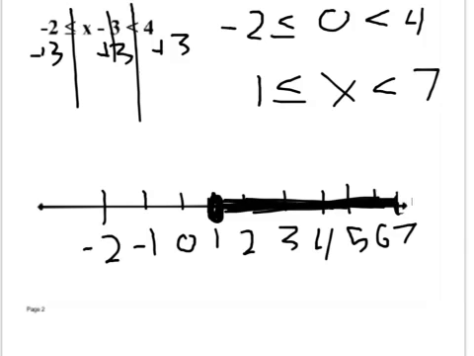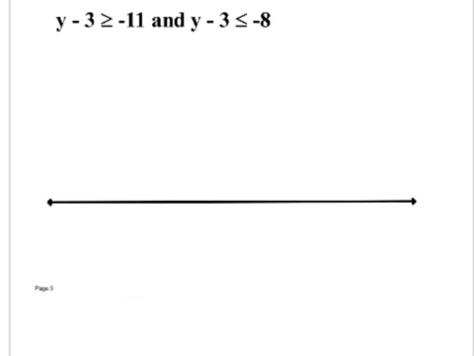This is supposed to be an open circle. I apologize. Because this was less than 4, not less than or equal to. So x could be any number between 1 and 7. Could it include 1 or 7? It could include 1, but not 7, so an open circle at 7.